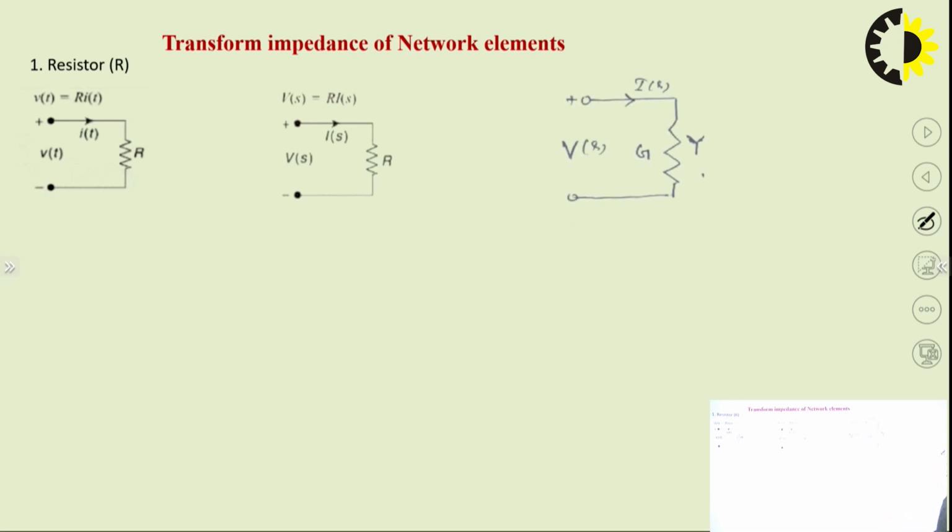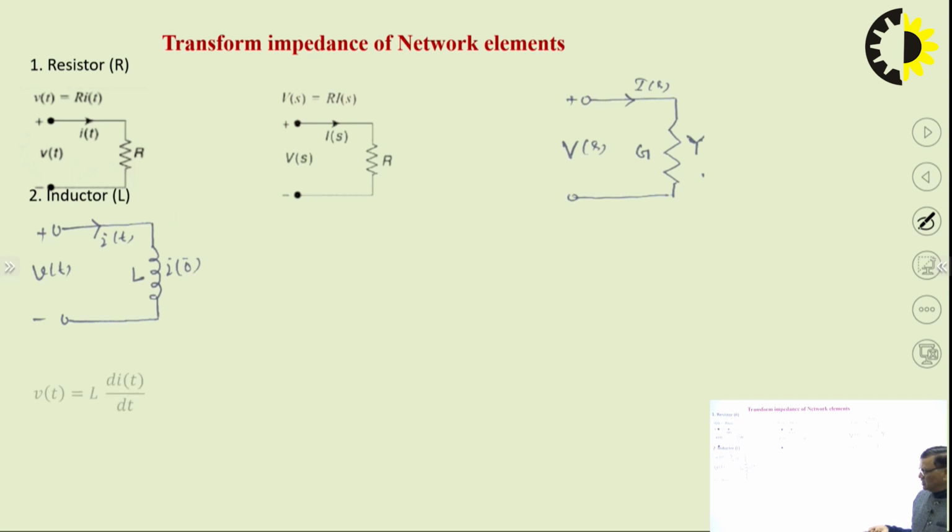Either we can write in terms of resistance or in terms of conductance. Then inductors. This is an inductor, the voltage v(t) is applied, and this inductor carries initial current I0 minus. So the initial current through the inductor is I0 minus, and i(t) is the current through the inductor at time t. We can write the simple differential equation v(t) is L di(t) upon dt, and similarly we can have the expression for the current i(t), which is 1 by L integral from 0 to t.